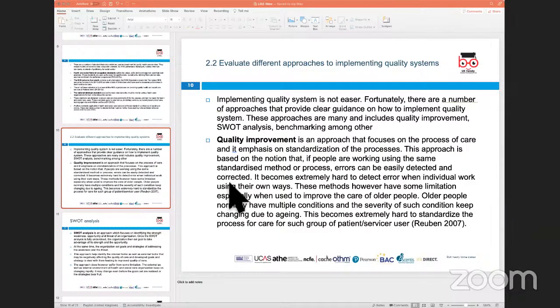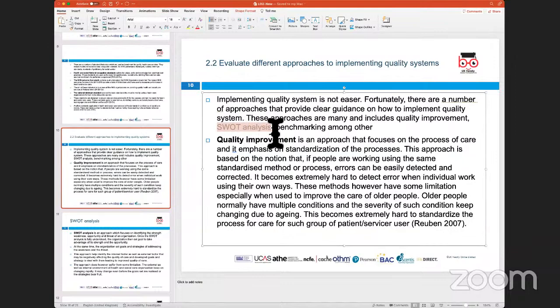Now, we need to discuss some of the approaches. So here we are looking at approaches like SWOT analysis, benchmarking, and quality improvement. So three such approaches is what we will look at. There are lots of them, as I mentioned to you, approaches like ISO, Kaizen, total quality management. But in general, we are looking at three different approaches which would help us in implementing these quality systems within the National Health Service or within the health and social care setting.